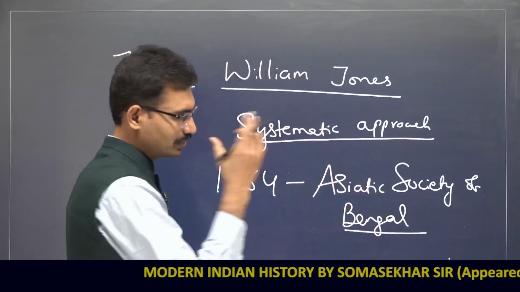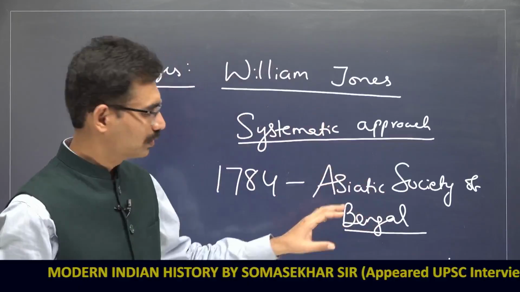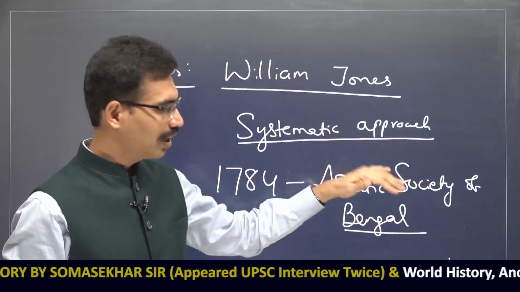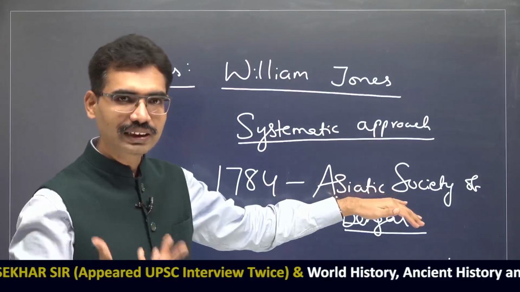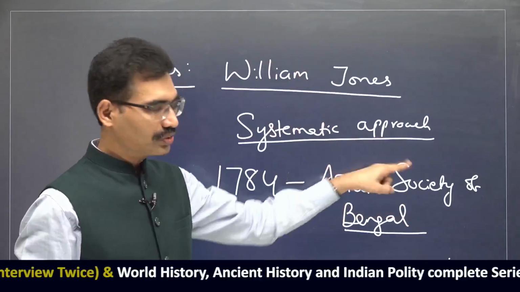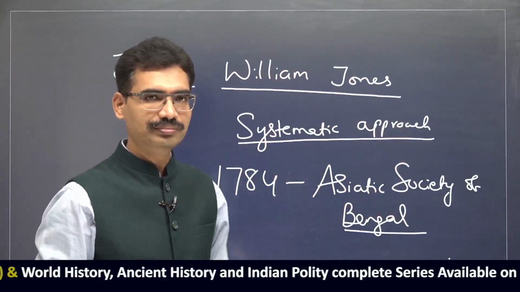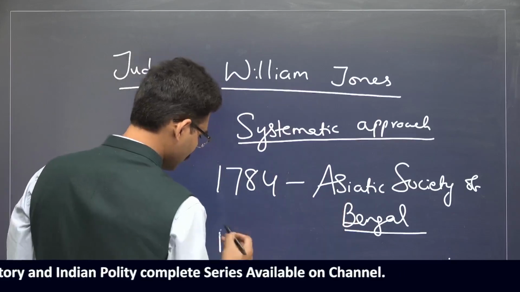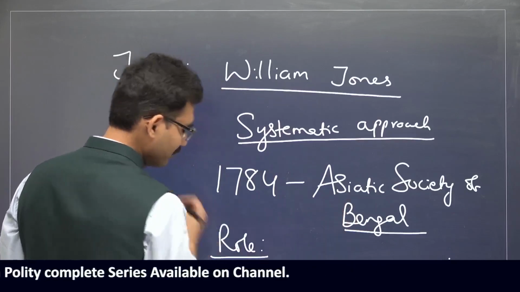Later, this kind of society was formed in Bombay also, Asiatic Society of Bombay. Even in England also, after some time, to understand Indian society and Asiatic society, one Royal Asiatic Society was also formed in England. That is how systems are emerging. What is the purpose? What is the function, the role of this?